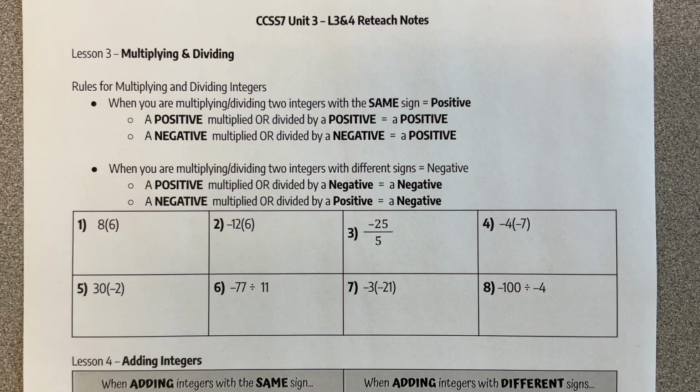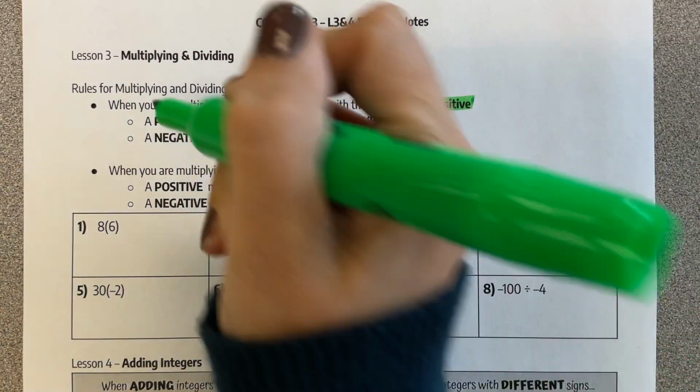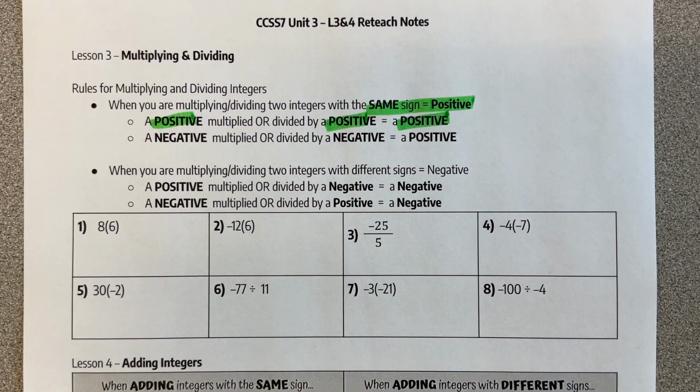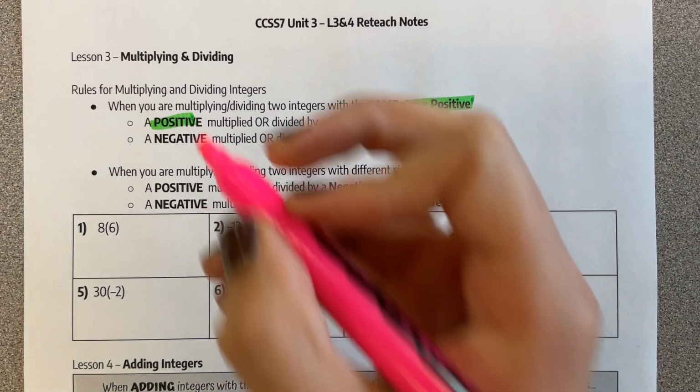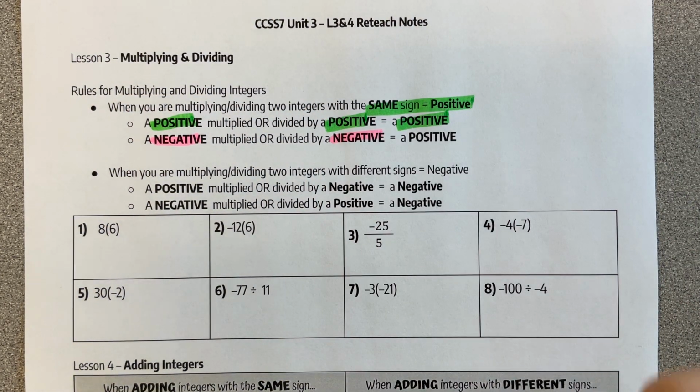Let's take another look at lesson 3 and 4, multiplying and dividing integers and adding integers. So for multiplying and dividing, let's remember the rules that when you're multiplying the same sign, it's going to be positive. So a positive and a positive is a positive. And a negative is also going to give us a positive.